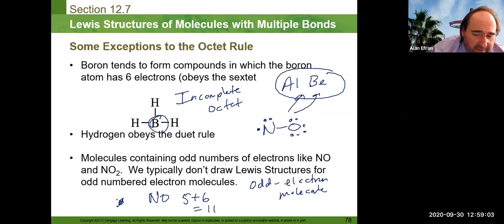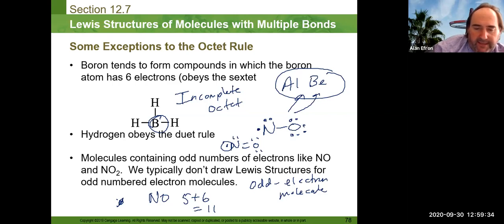You could try to fix it by making a double bond, and you'll end up with probably something that looks like this, where we have that unpaired electron there. Again, that is what is also sometimes referred to as free radicals. When you have that one unpaired electron, it happens a lot with chlorine chemistry, and typically those are super reactive because they have one unpaired electron. So NO is an example of that.